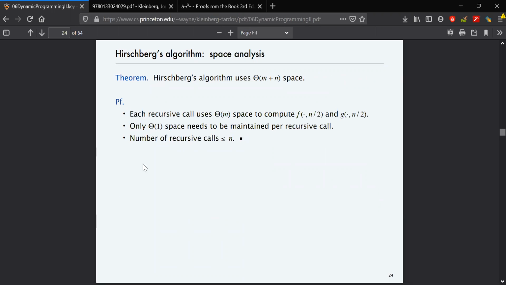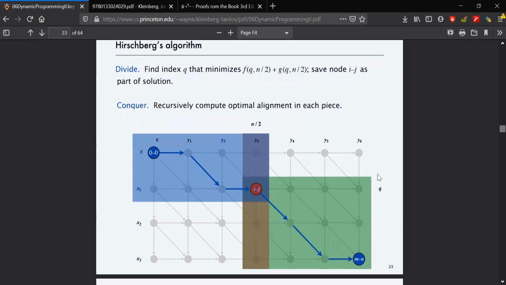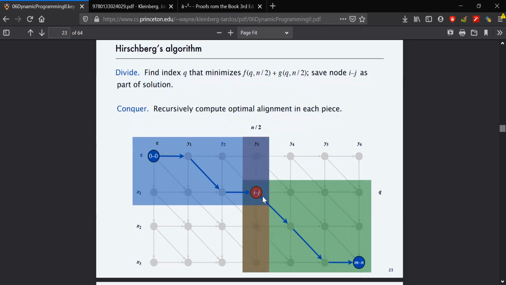This says that only constant space is needed to maintain per recursive call. So when you are here, you found this index. What you're going to do is save this space. You'll completely clear the space that you have and just save the location of this cell. That will be one xi and y3, no? So by constant, it means just this pointer to this cell you need to keep. Fine. And then you recurse.